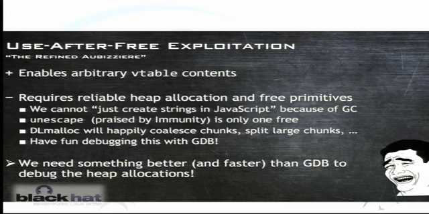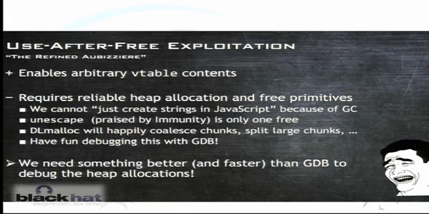So it sounds simple. It's pretty hard to pull off, actually. The bonus is you can have anything in your virtual table, but you require a lot of primitives. You need primitives for allocating and freeing stuff on the render arena. You need primitives for allocating and freeing strings on the real, normal heap. And just creating strings does not work because of the garbage collector. Unescape, which was praised by Immunity, doesn't work anymore. It's only one single free, and we want to spray a lot of arenas.